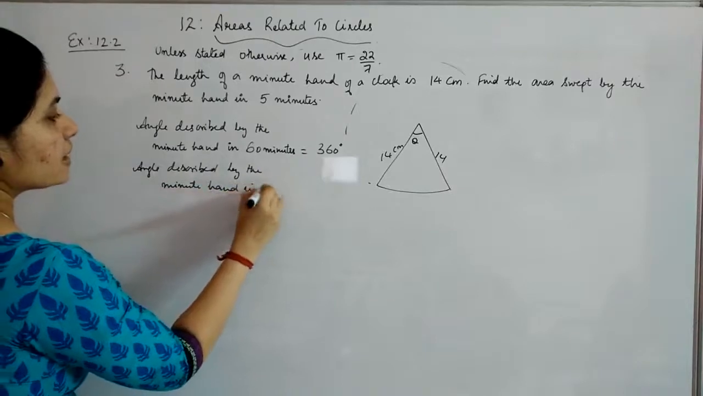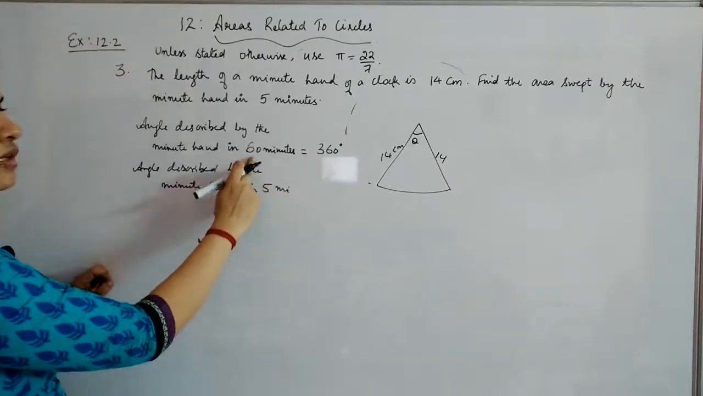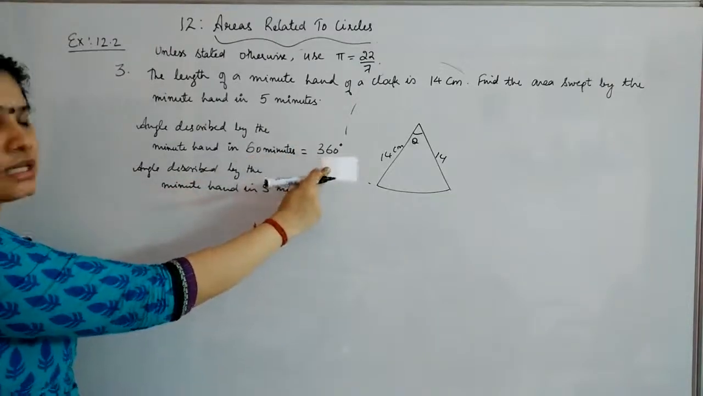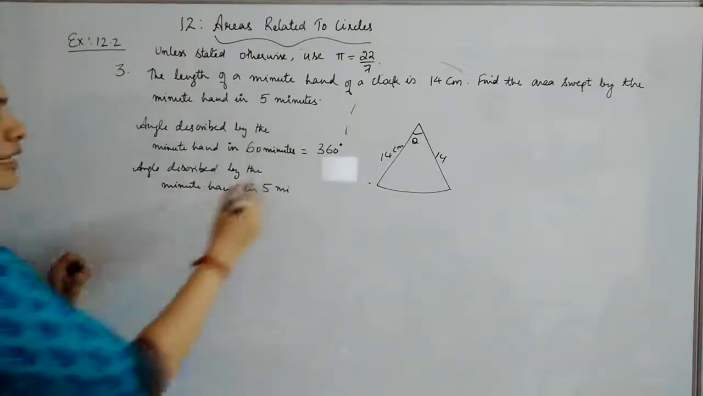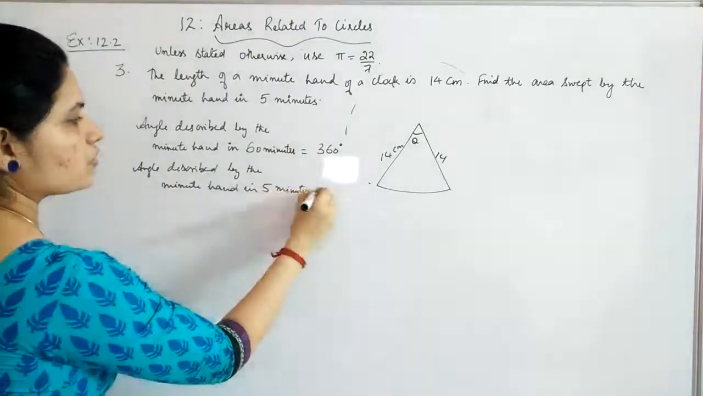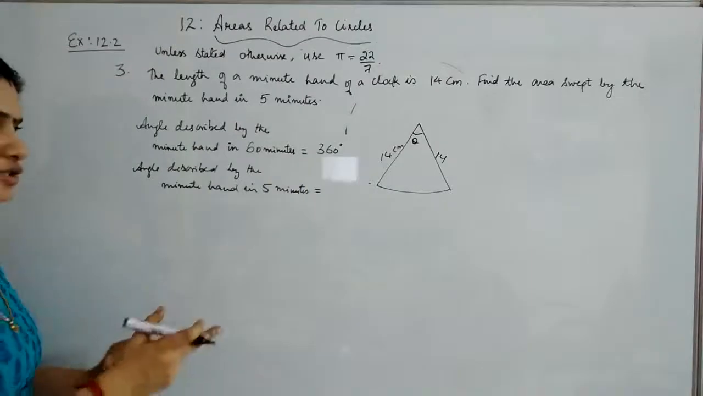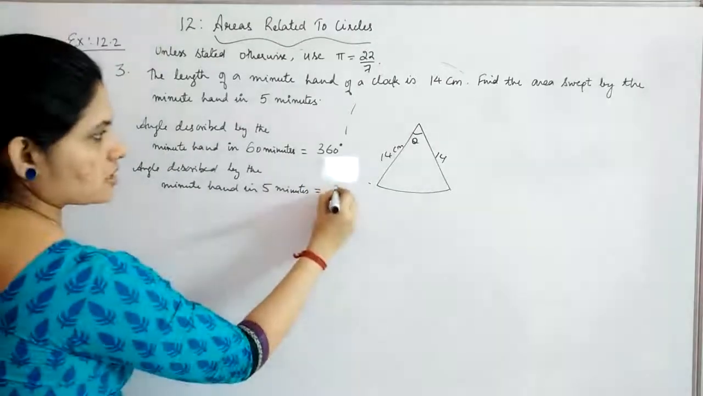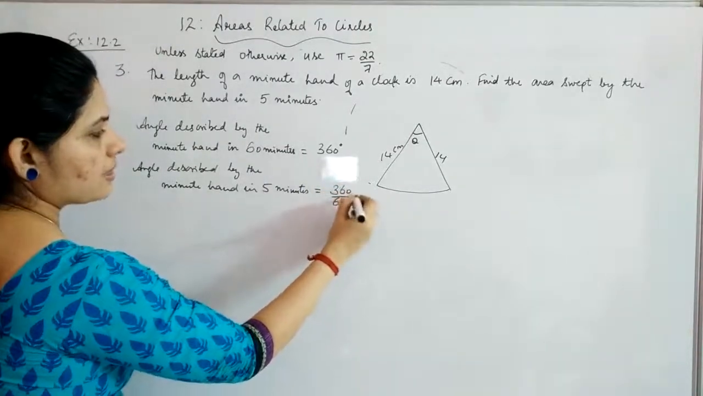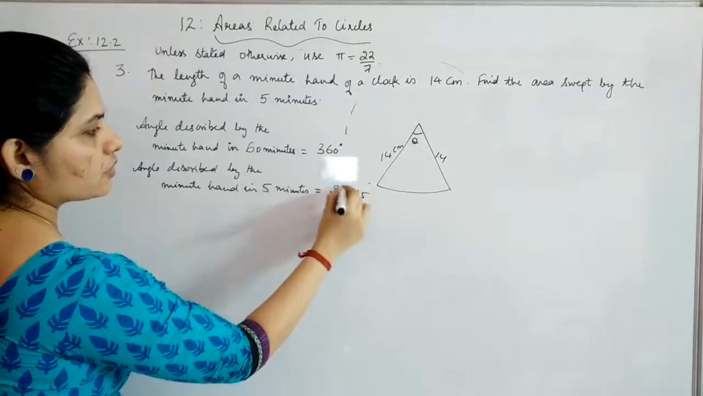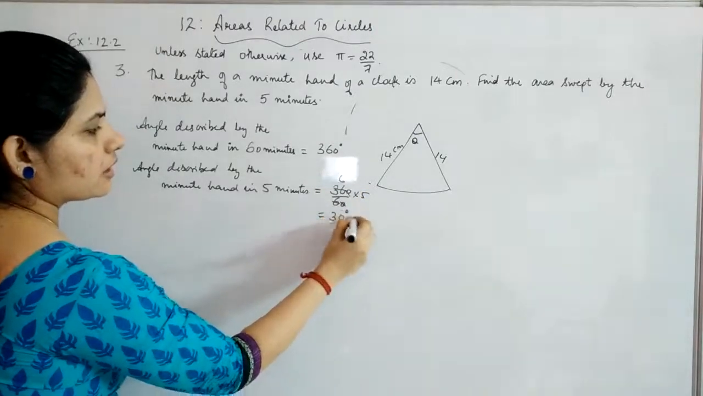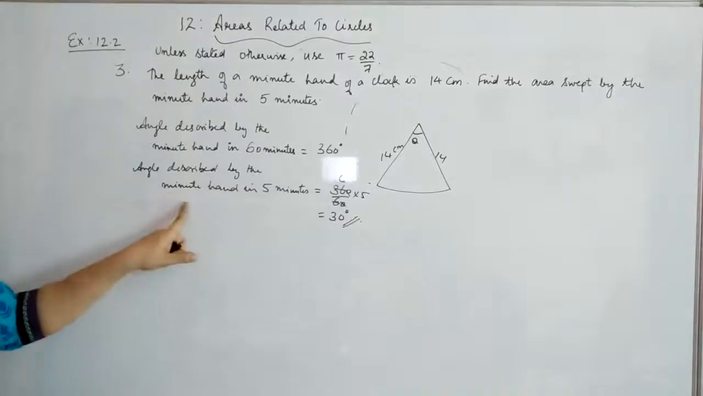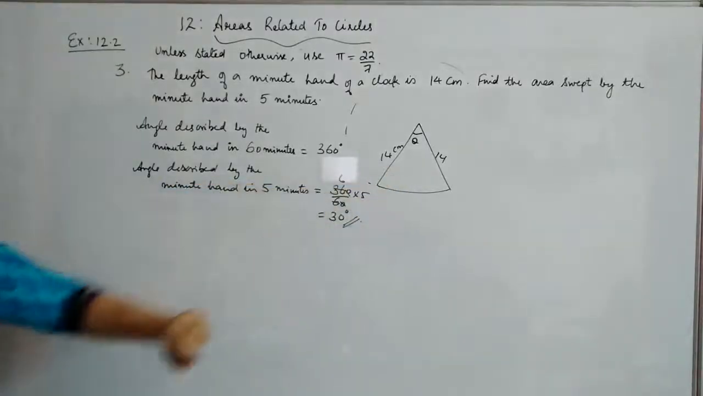in 5 minutes? In 1 minute it will be 360 by 60. So you are getting 6. So in 5 minutes what you will get? In 5 minutes it will be that quantity, that is 6 into 5, that is 30 degrees. Or you can just say 360 by 60 into 5, this will give you 30 degrees. So this is the angle described by the minute hand in 5 minutes.